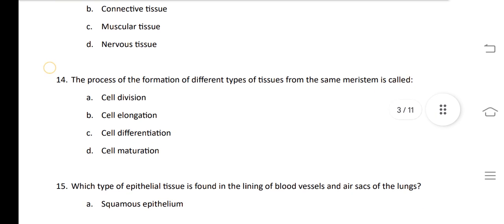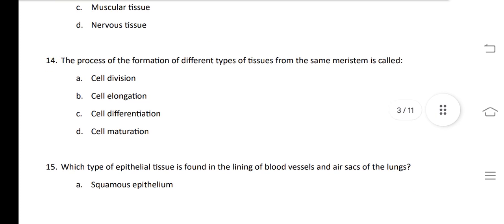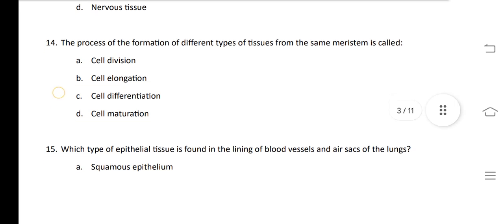Our next question is, the process of formation of different types of tissues from the same meristem is known as cell differentiation. Answer of 14 question is C.